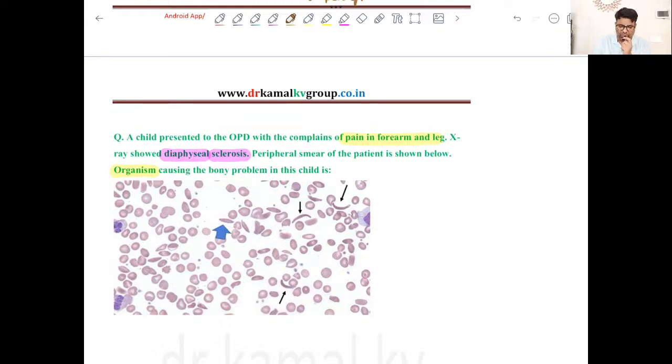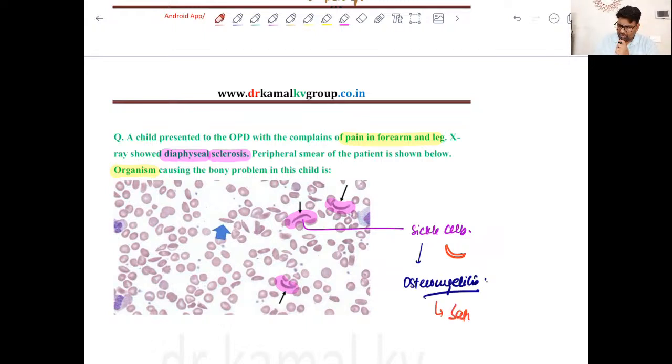Very good, KK, your answer is absolutely perfect. So we are seeing actually sickle cells, right? Sickle shaped RBCs, very good. So again, this is sickle cell, this is sickle cell, right? So we can see a lot of sickle cells, and in sickle cell anemia, this osteomyelitis is caused by, of course, we have discussed it previously also, Salmonella typhi. Otherwise in the general population it is caused by Staphylococcus aureus, but here specifically in a case of sickle cell anemia it is Salmonella typhi. And in the case history you are getting this phrase, pain in forearm and leg.